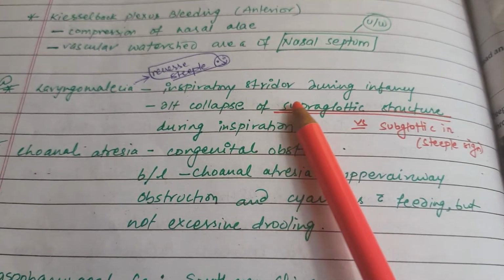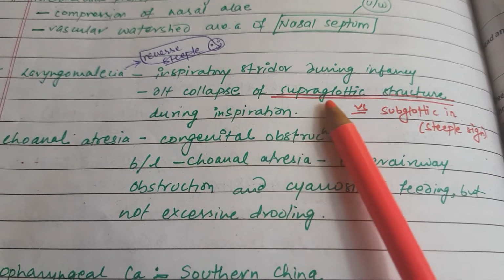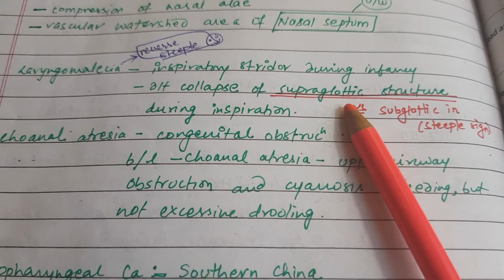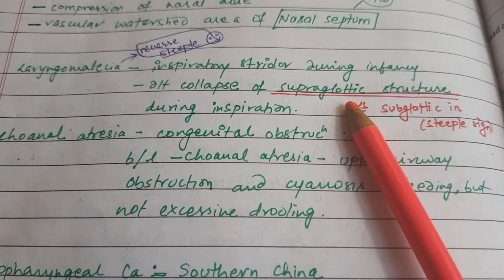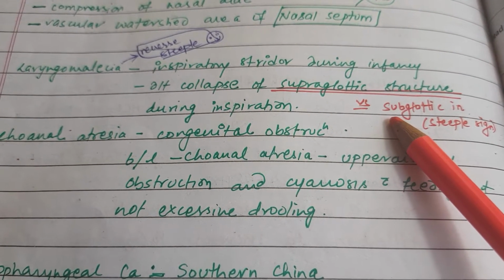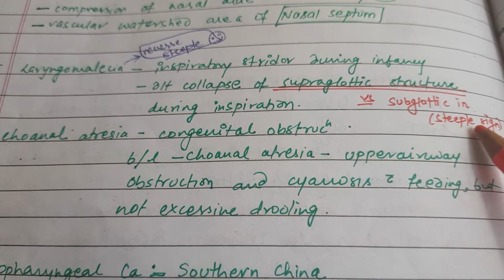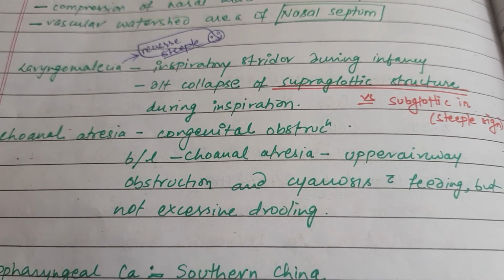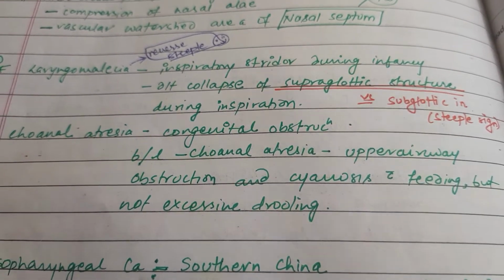Laryngomalacia: there is inspiratory stridor during infancy due to collapsing of the supraglottic structures. This is very important. So supraglottic collapse is seen in laryngomalacia, but subglottic narrowing is seen in the steeple sign of laryngotracheobronchitis, caused by parainfluenza virus.